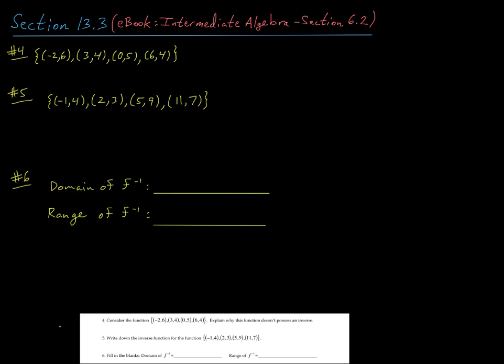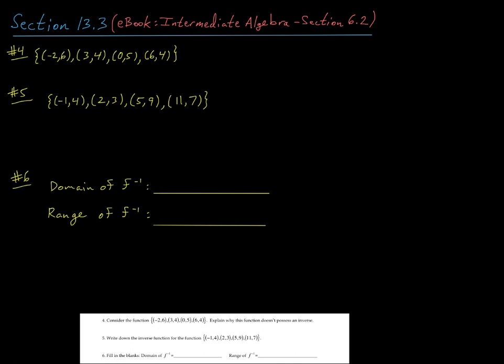All right, in this video we're going to look at questions 4, 5, and 6 on the worksheet, and these all deal with inverse functions. And looking at question 4, it says to consider the function, and here we're just given a list of ordered pairs, and then it says explain why this function doesn't possess an inverse.